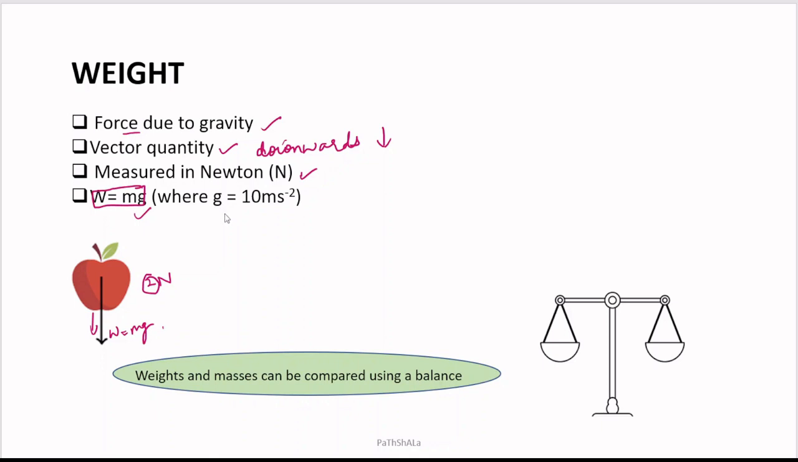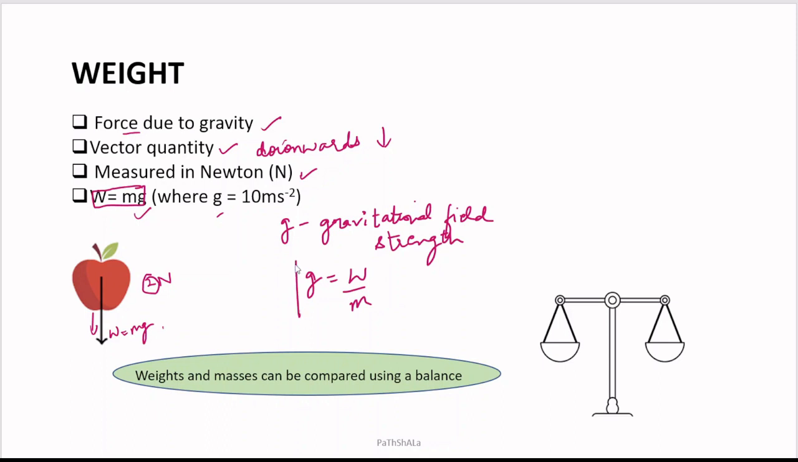Where g, what is g over here? g is basically the gravitational field strength. So if I want to calculate the value of g from here, I can say g is weight upon mass. This is the gravitational field strength.